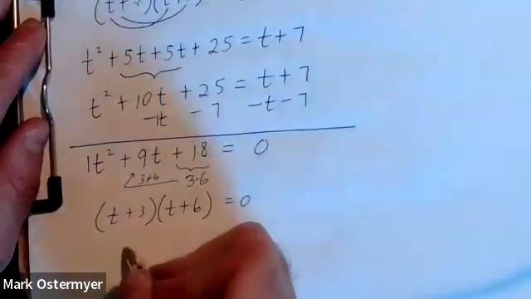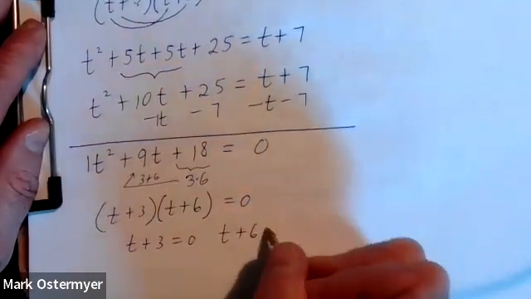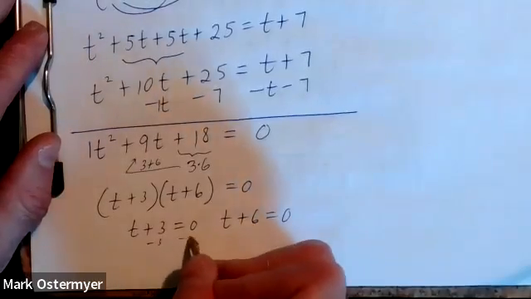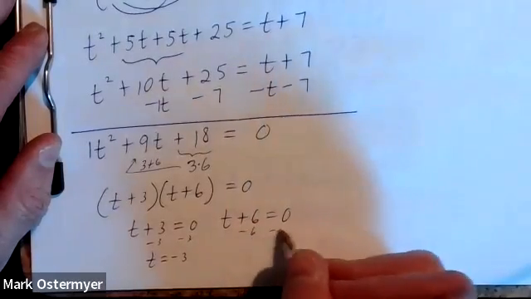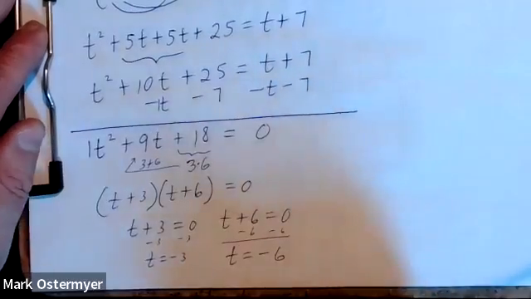We now set both linear factors equal to 0. And we have to solve these variable factors for t. Solving this equation for t by subtracting 3 from both sides, we get t is equal to negative 3. Subtracting 6 from both sides here, we get another possible solution as being t is equal to negative 6.